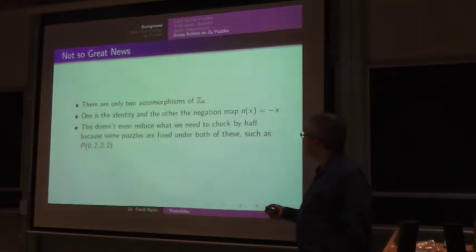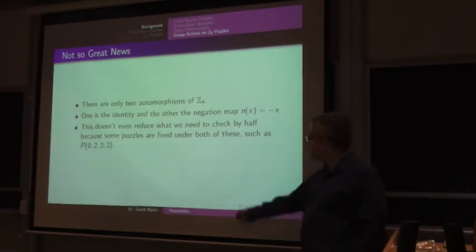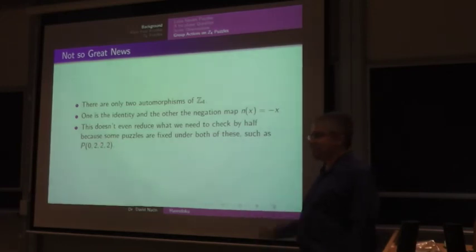This is great news, but not so great news is in Z4 I only get two automorphisms. I have the identity and the map that negates everything. And this doesn't even reduce what we have to check by a factor of 2, because there's a bunch of puzzles that are fixed by this map. 0, 2, 2, 2 under the negation map just gets mapped to 0, 2, 2, 2. So this doesn't seem that good at all.